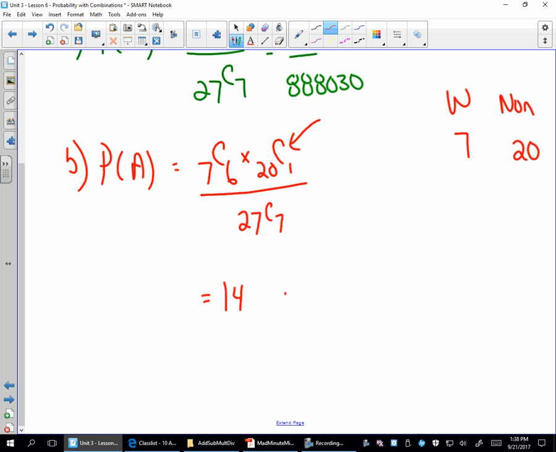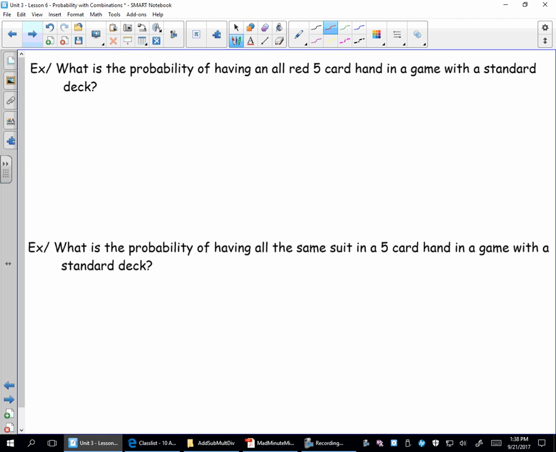140 out of the 888,030 different possibilities. And we'll try some more. The more of these we do, the easier it gets. We're going to see some themes.